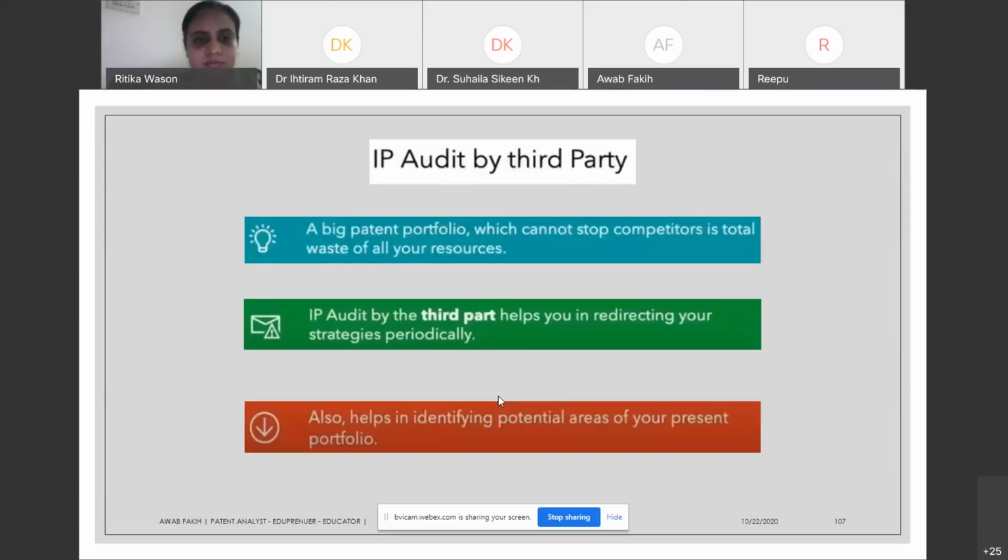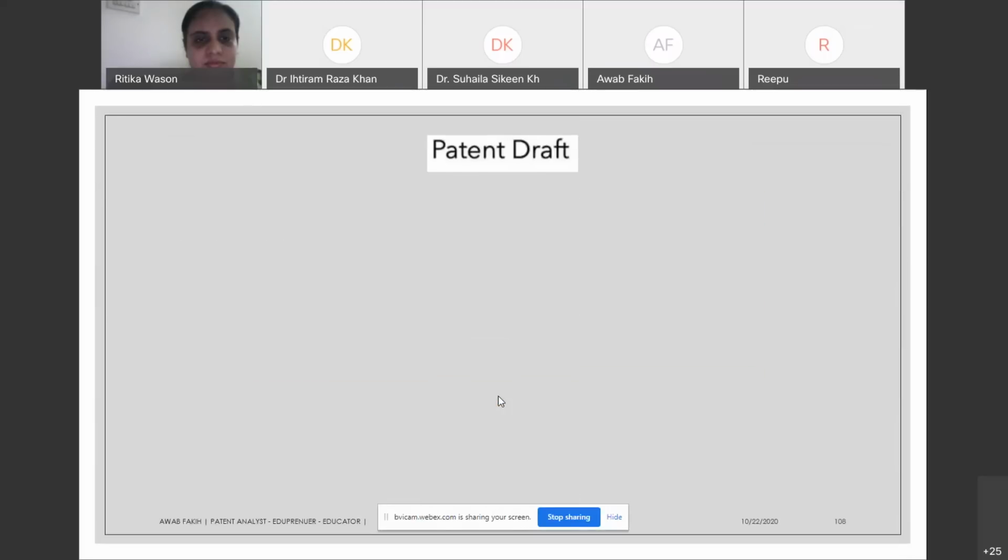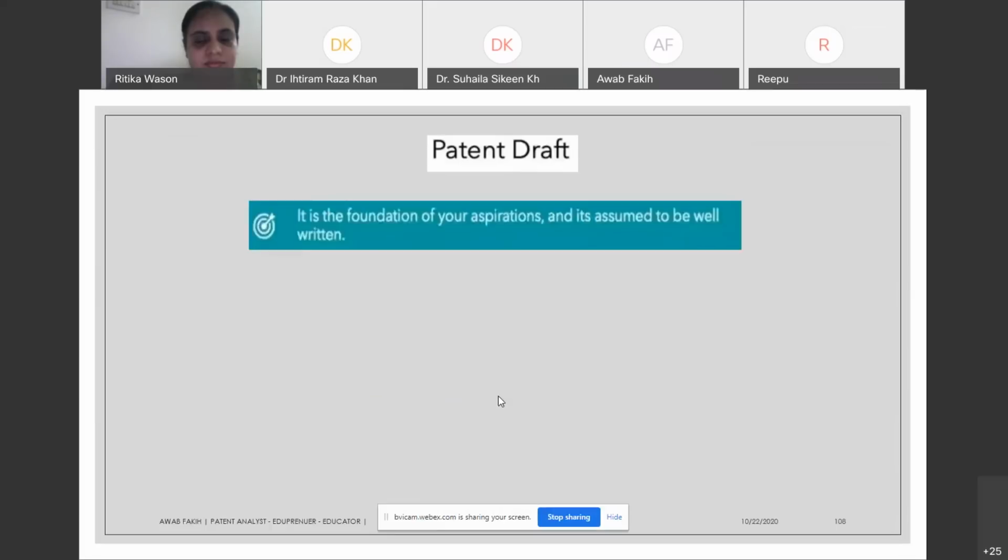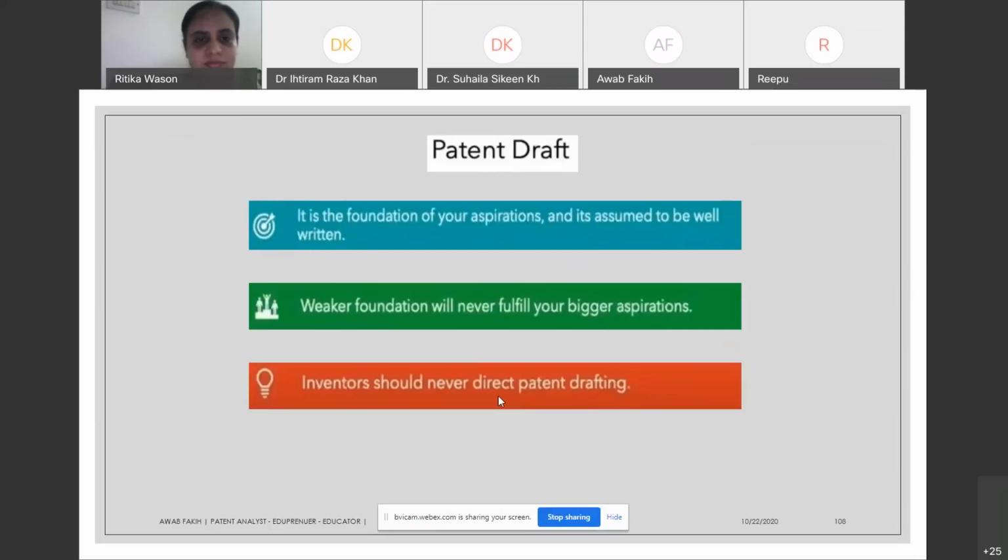IP audit is only applicable when you are working with startups and the IP is playing a major role, for example when your IP is stopping other players from using that product in the market. Only in that case the IP audit is very important.